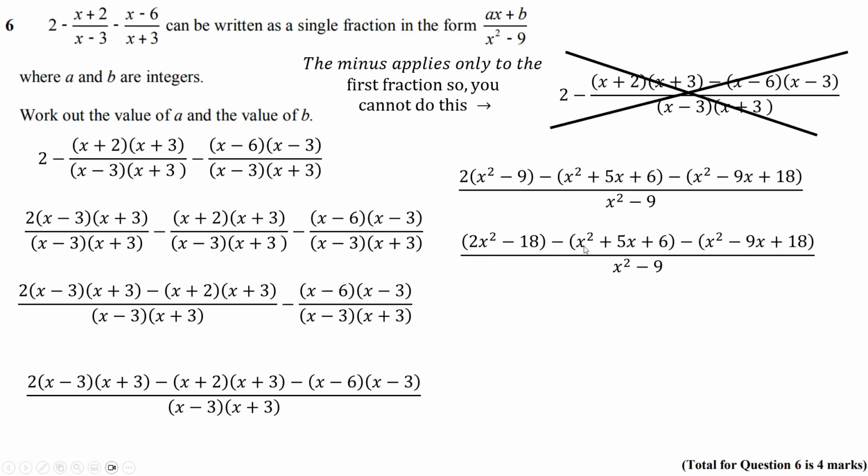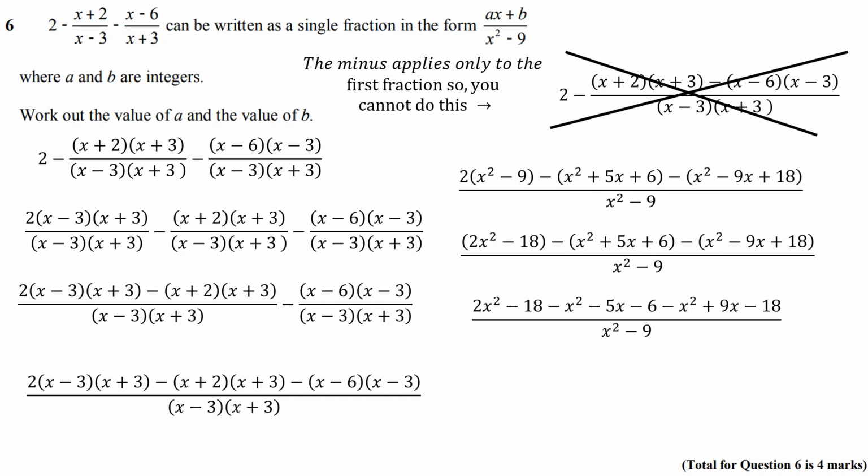That'll give you minus x squared, minus 5x, minus 6. And it gives you minus x squared, and then minus 1 multiplied by minus 9 is positive 9x, and then minus times 18 is minus. So this 9x actually becomes positive, because a minus multiplied by a minus is a positive. And now you can just take away normally. So minus x squared add minus x squared is minus 2x squared, minus 2x squared add 2x squared cancels, and then you have minus 18, minus 6, minus another 18, that's minus 42.